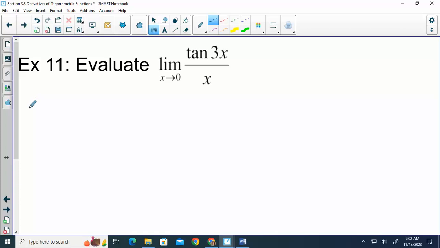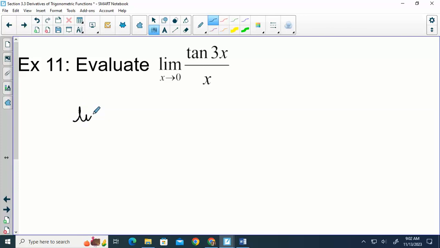Okay, let's look at this one. Can we just plug in 0? No, it gives me a 0 on the bottom. I know if I can get a sine 3x over 3x, I can do it. But I currently have tangent. What could we do with tangent?